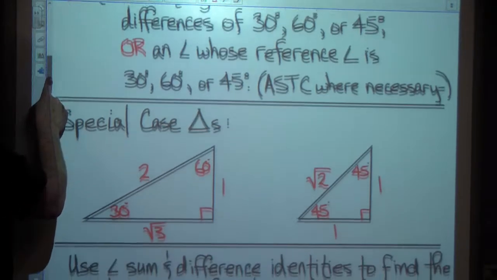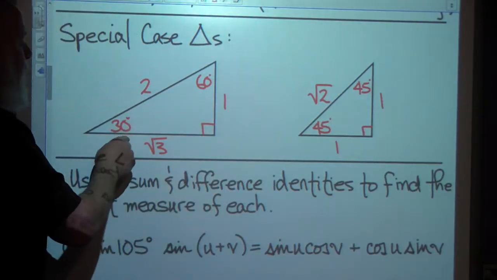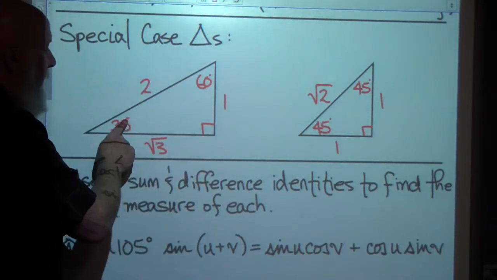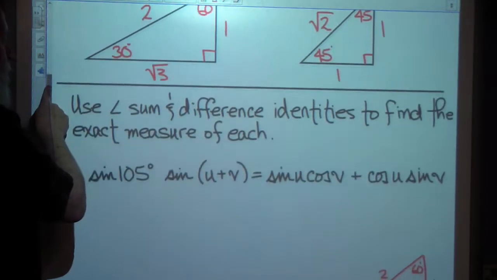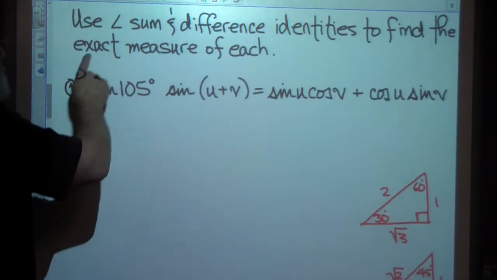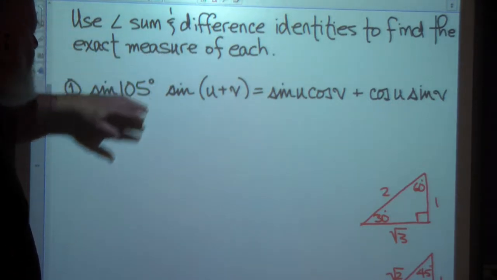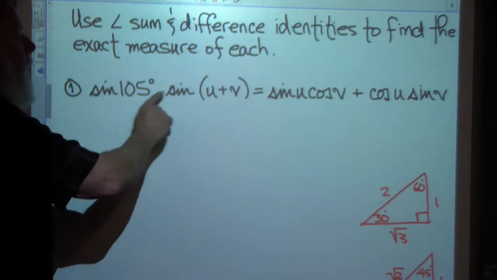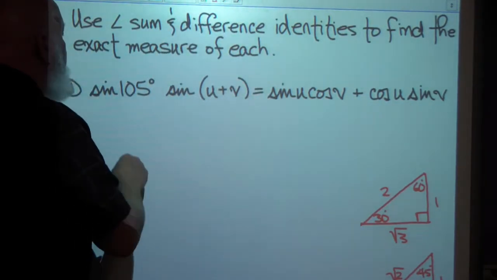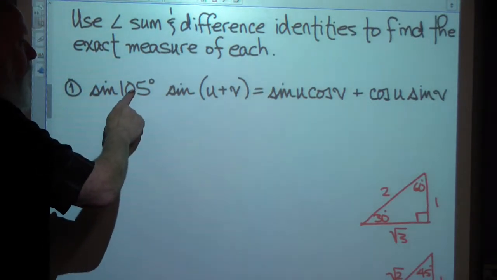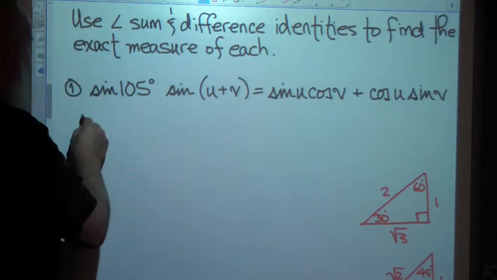So here we go, let's take a look at this. Here are the special case triangles I'm talking about. So if I say the sine of 30 degrees, I'm going to be talking about 1/2. Cosine is radical 3 over 2, etc., etc. So here we go. We're going to use sum and difference identities to find the exact measures of each. This sine 105, I'm giving a little hint here. This can be thought of as the sum of two special case angles. I'm going to say, hey, well that ends in a 5, so I'll bet you one of them is 45.